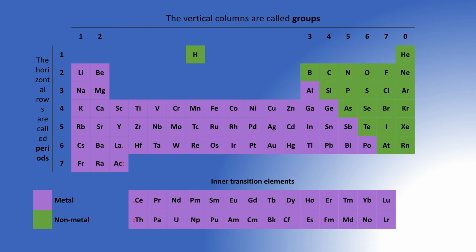Finally, we're going to look at the position of metals and non-metals in the periodic table. There is a division between metals and non-metals in the periodic table as shown here. Although the division looks clear-cut, in practice there is a lot of uncertainty on the dividing line. For example, arsenic has properties of both metals and non-metals.